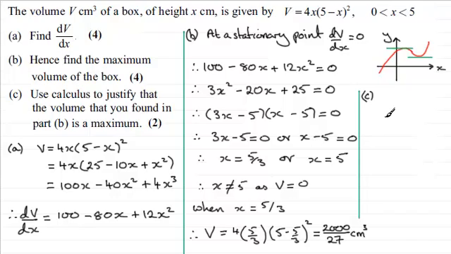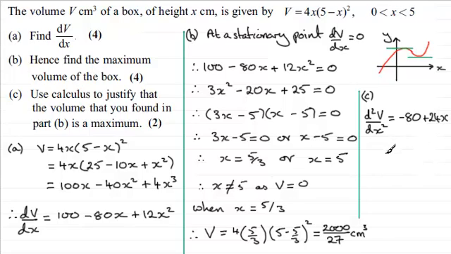If you're unsure of the second differential and this test, do check out the video tutorials on my website. So what we've got is the second differential, d squared v by dx squared. If we differentiate dv by dx with respect to x again, the 100 goes to 0 when we differentiate it, minus 80x goes to minus 80, and then we've got to differentiate 12x squared with respect to x, and that's going to give us 24x, so plus 24x.